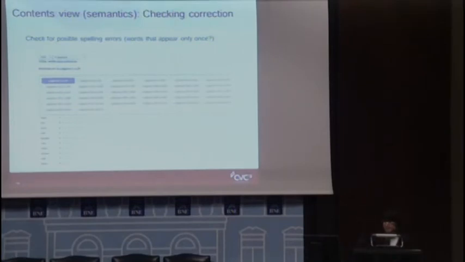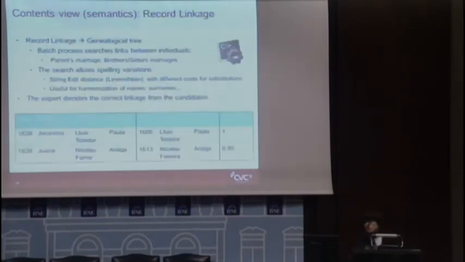This is what we said about the possible spelling errors. Of course, this is a first step, and it's more likely that a word that only appeared once has a spelling mistake, but maybe not. This is just for checking. Another thing that we have is the linkage. We have five centuries, so we could find the parents' marriage. If they married in the same area, why not? So there is a batch process that searches for the parents' marriage, even the brothers and sisters.